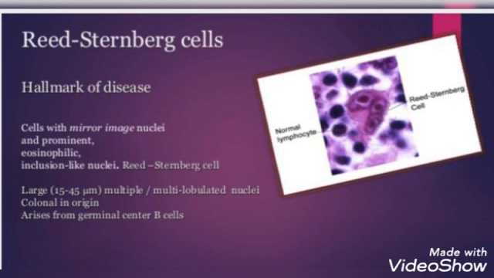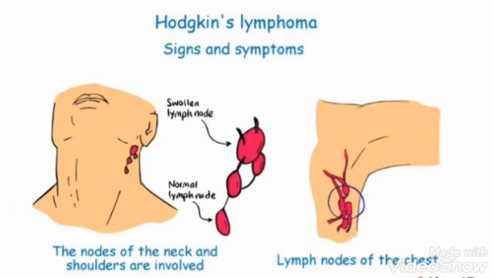So these Reed-Sternberg cells are the hallmark of the disease. Cells with mirror image nuclei and prominent eosinophilic inclusion-like nucleoli are Reed-Sternberg cells. These are large multilobulated nuclei, clonal in origin.